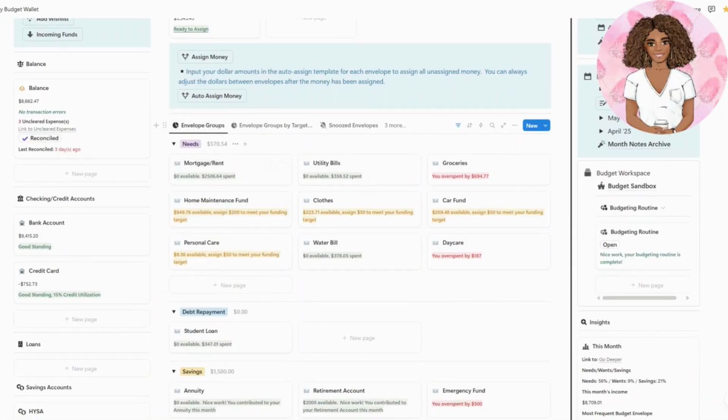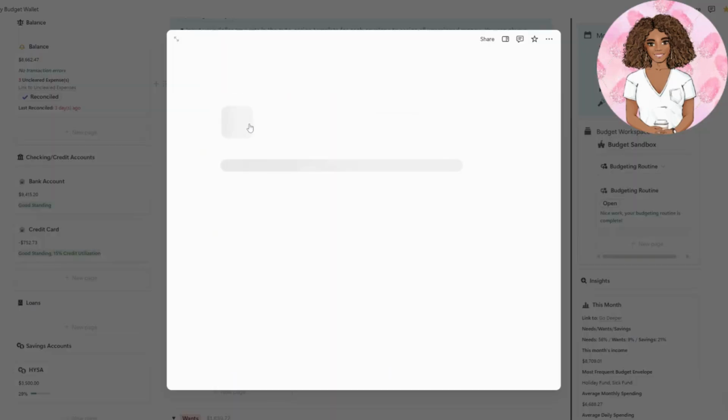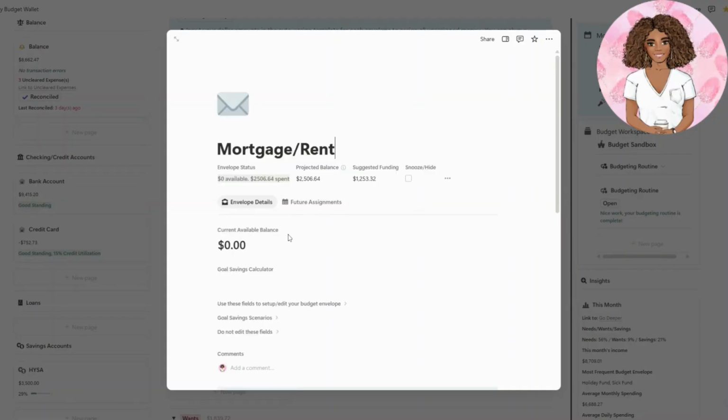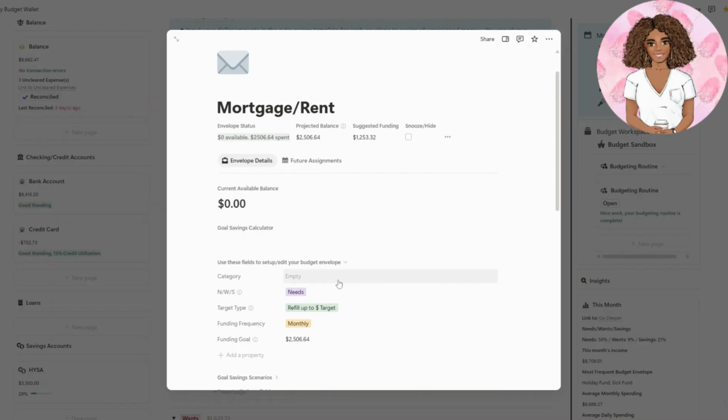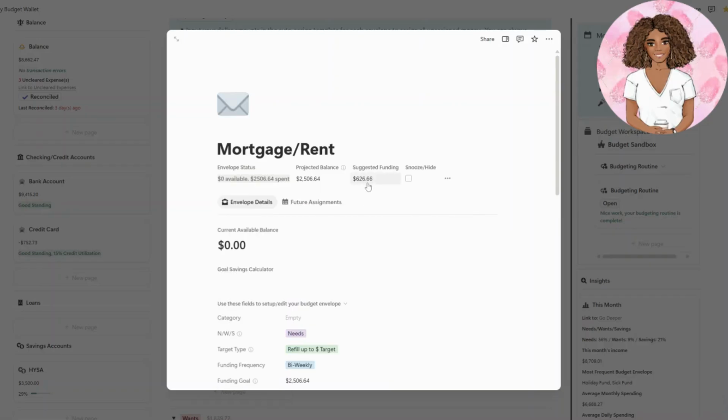So here we go. We get to go through all of these envelopes and assign money to each of them. I'm going to start with the mortgage envelope, and I always put in half of the money. Let me just change this funding frequency back to biweekly so that I can get the amount that I'm supposed to contribute. So 626.66.